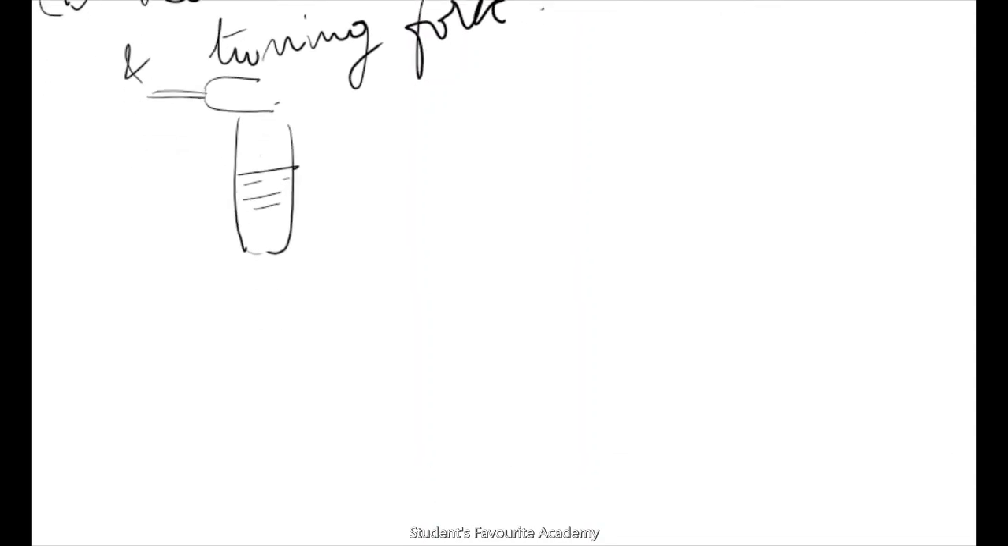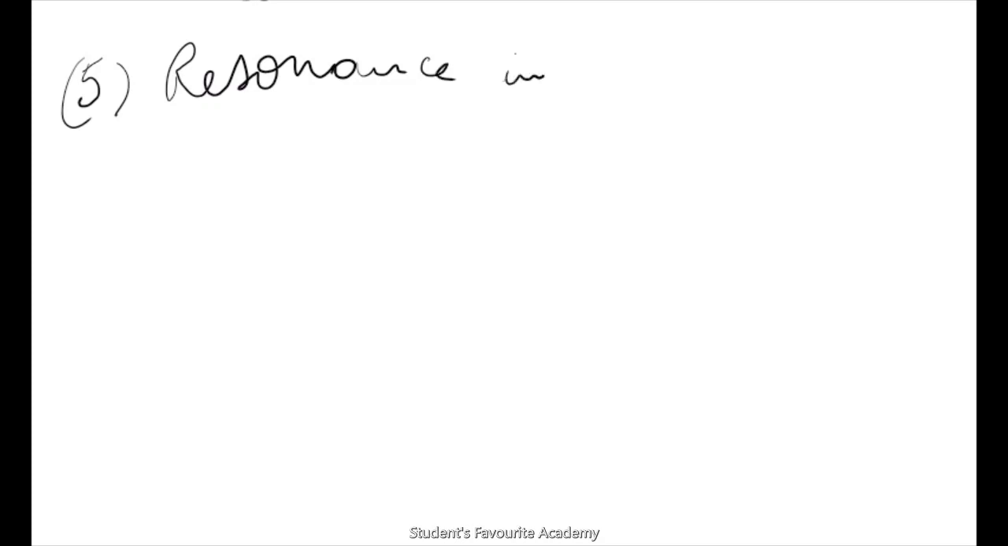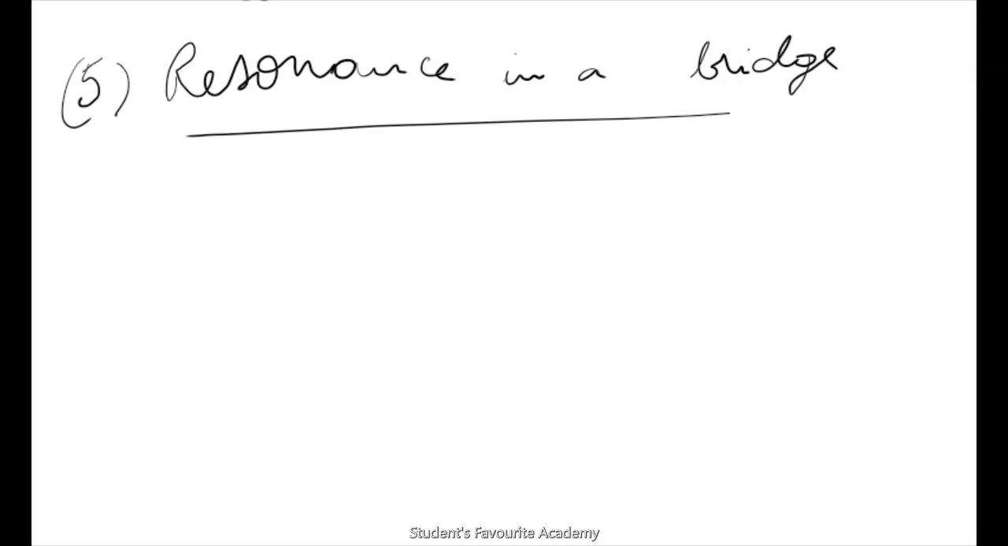Then the next example, resonance in a bridge. This is very often asked, very important. When a troop crosses a suspension bridge, you have seen suspension bridges, the bridges which are suspended by means of huge iron wires or iron ropes, when a group of soldiers cross such a bridge, the soldiers are asked to break their steps.